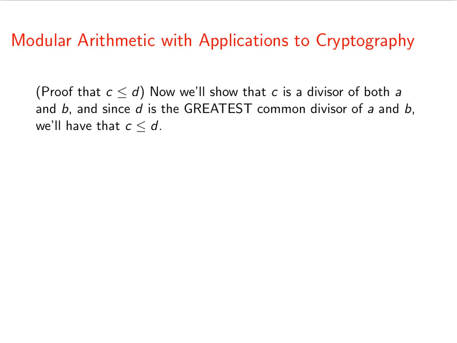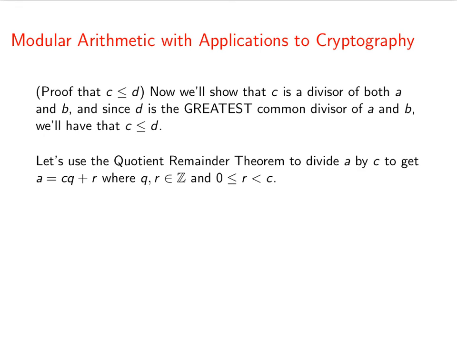Let's go the other way now. Let's prove that c is less than or equal to d. What we'll do is show that c is a divisor of both a and b, and then since d is the greatest common divisor of a and b, we'll have that c is less than or equal to d. So if we use the quotient remainder theorem and take a and divide by c, we'll get a is equal to cq plus r, where q and r are integers, and r is between 0 and c, not including c. We're trying to show here that c is a divisor of a, so what we really want to do is show that r is 0.